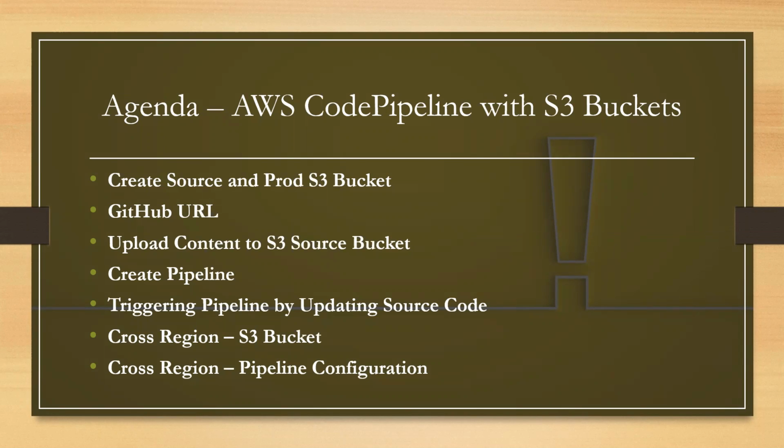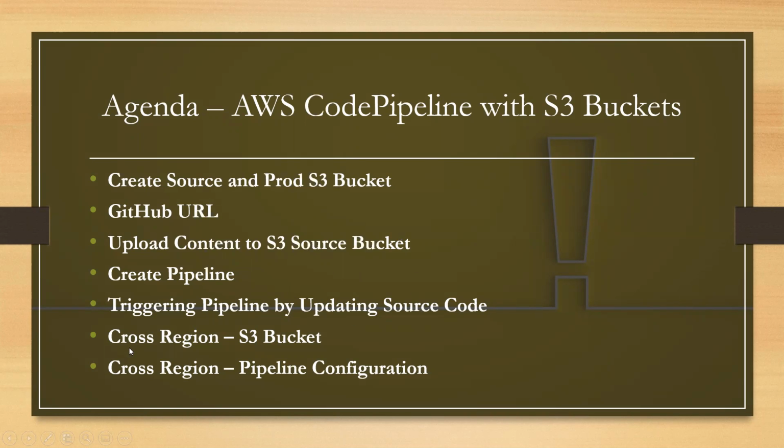We will create source and production S3 buckets and we'll get the GitHub URL. Now we will upload the content to the S3 bucket. After uploading, we will create a pipeline and we will trigger the pipeline by uploading source code. Now this is for the demo.